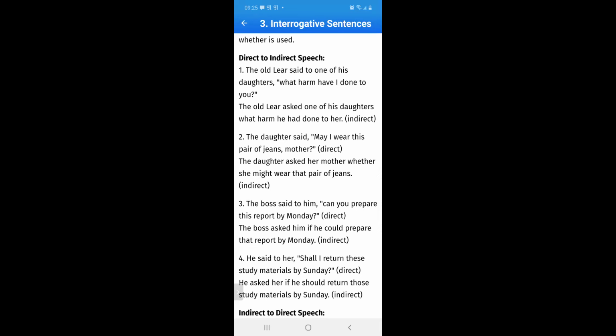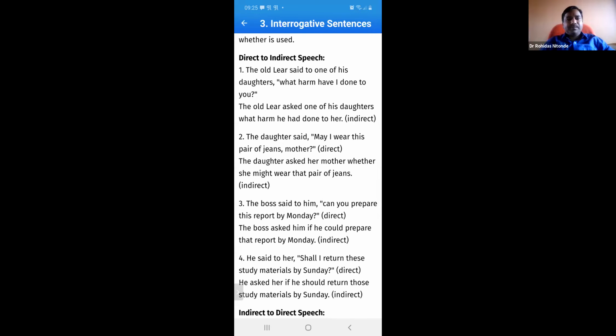The old leader said to one of his daughters, "What harm... Okay. The old leader asked one of his daughters what harm he had done to her. Indirect. Very good. The next sentence.